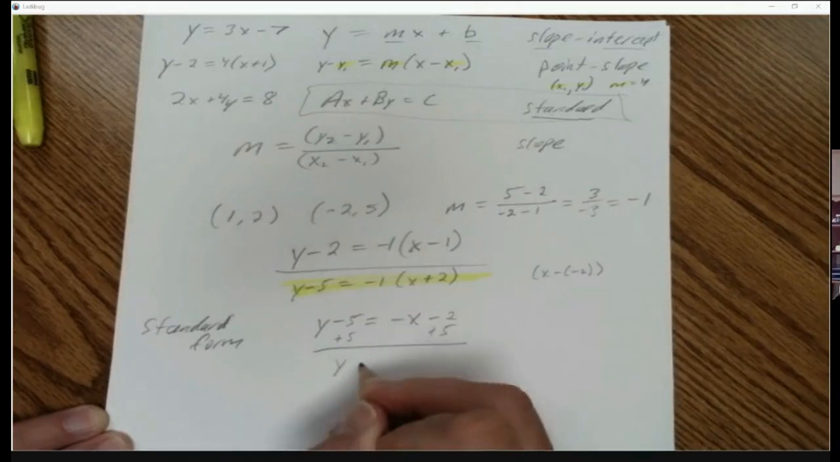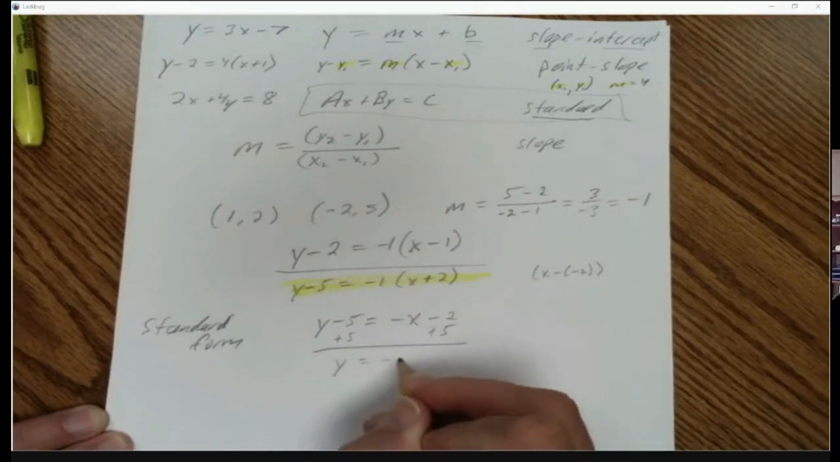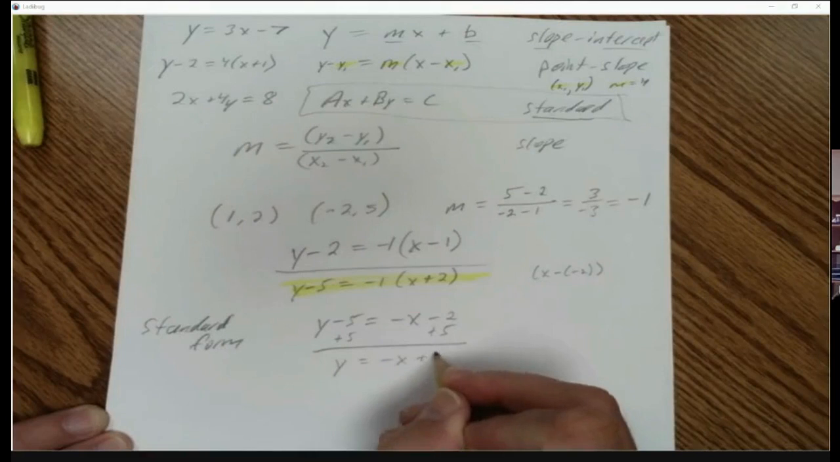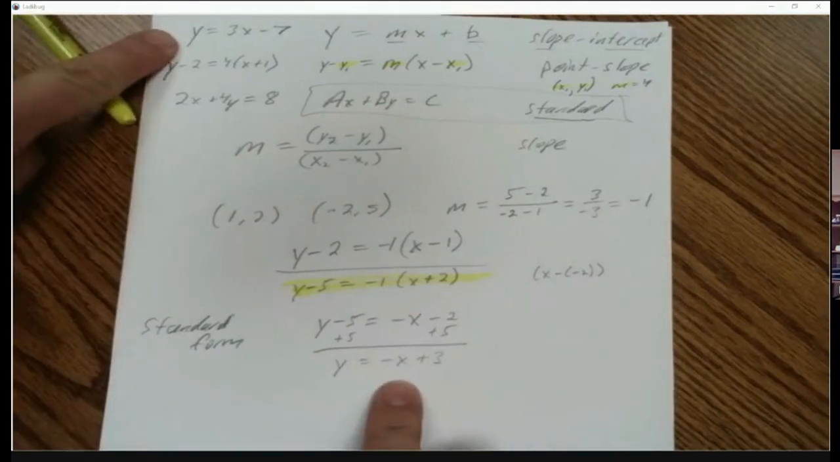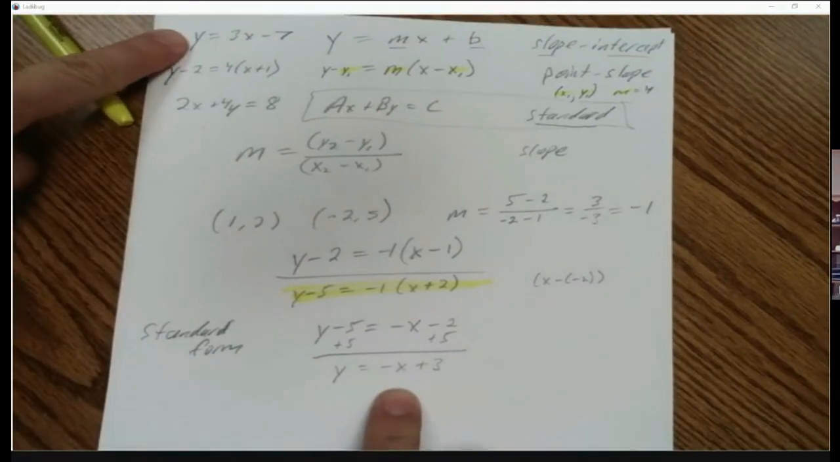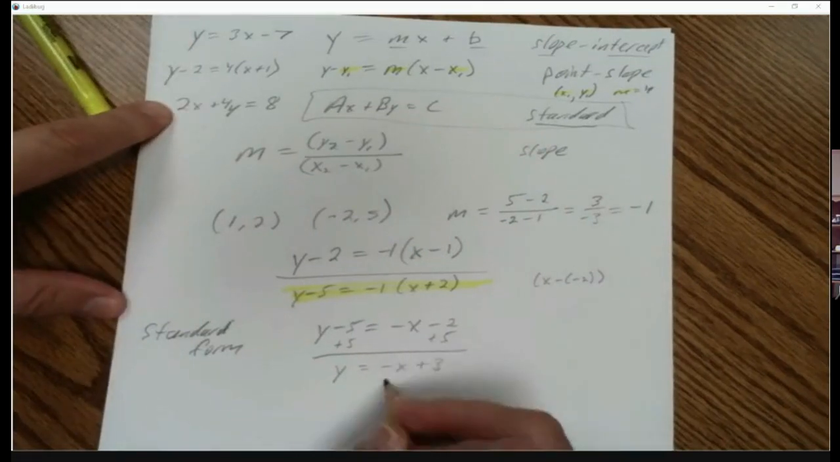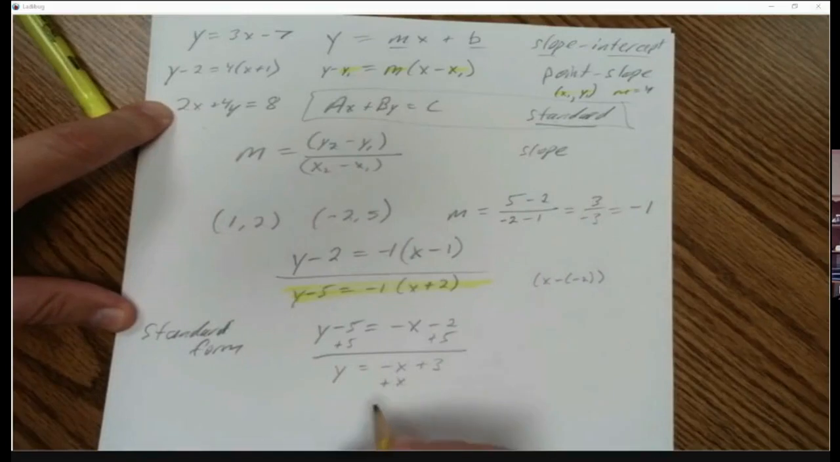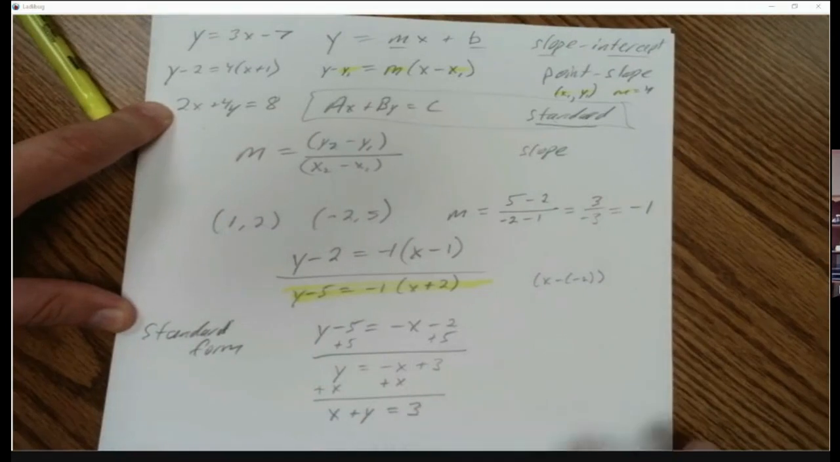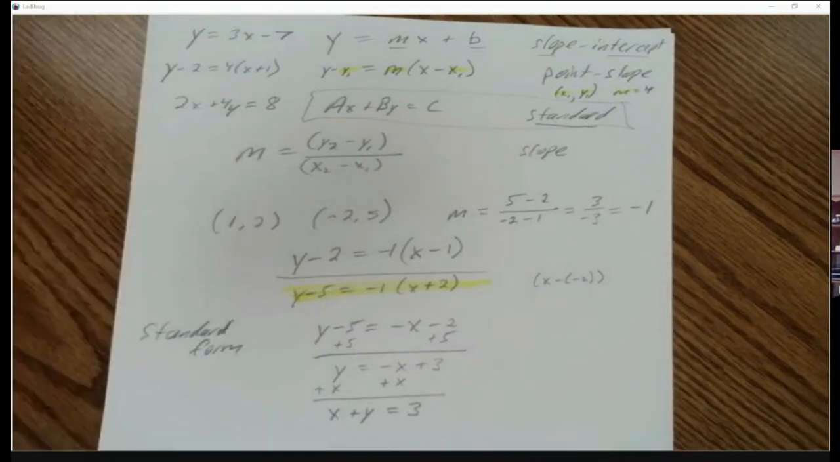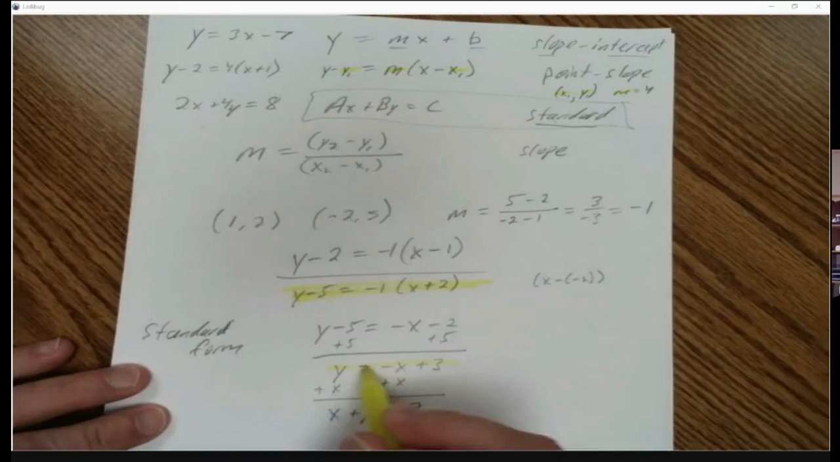We have y equals negative x plus 3. Oh, now we've got it actually in slope-intercept form. Y equals. And to change it to standard form, we just move the x over. So now we got x plus y equals 3. So there's the same equation in all 3 different forms.